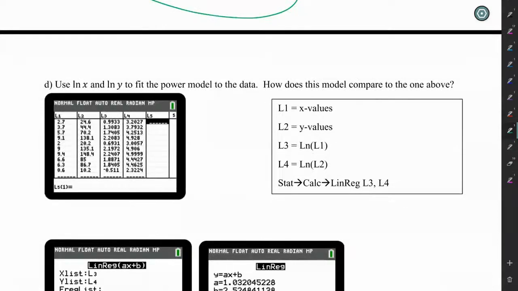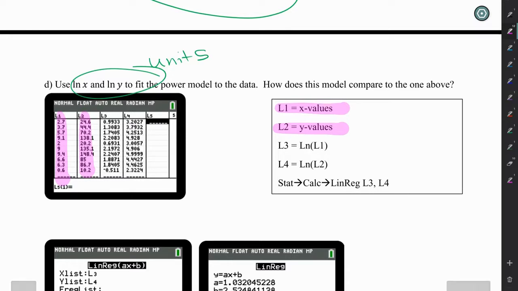Now, part D is a blast from the past, okay? So we want to use the natural log of x and the natural log of y to fit the power model to the data. How does this model compare to the one above? So we did this way back in Unit 5. So you may want to look over those Unit 5 notes a little bit, but I have everything here also, but it may not be a bad idea if you need a little bit more to go back to Unit 5. So in my calculator, in L1, I have my x values. In L2, I have my y values.